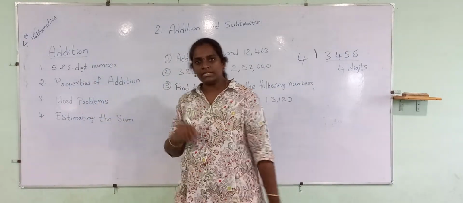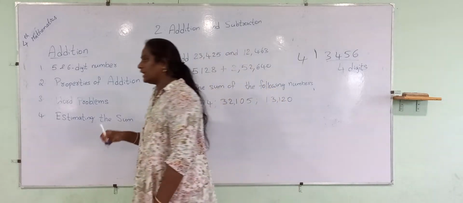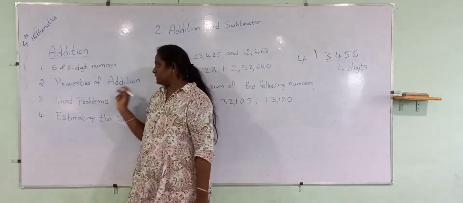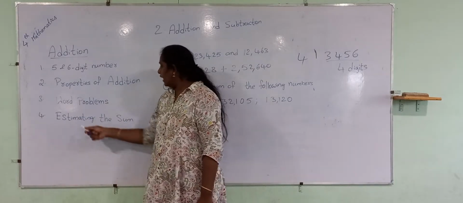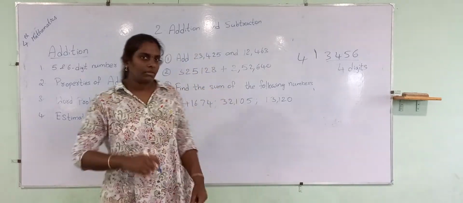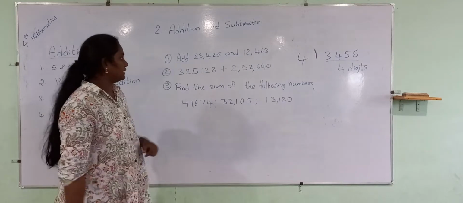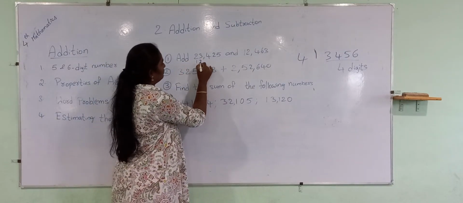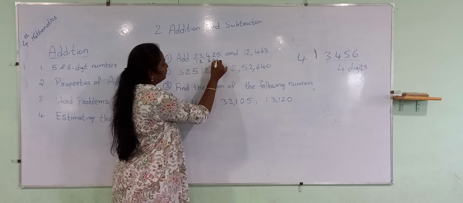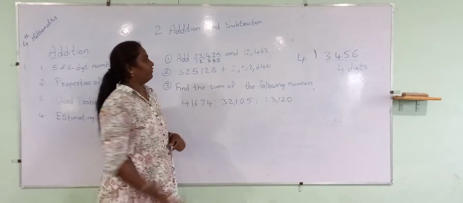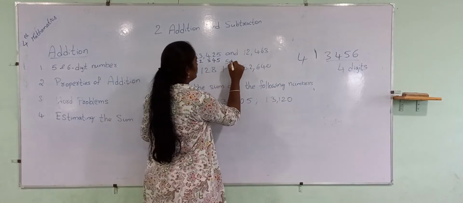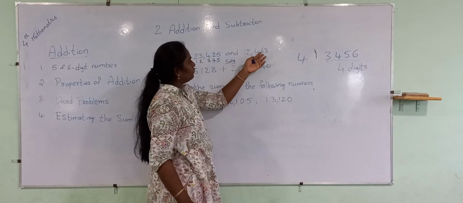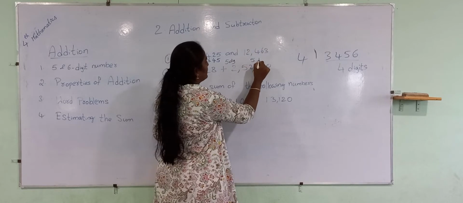Okay. First we will discuss addition. In this addition, we learn 5 and 6 digit number addition, properties of addition, word problems and estimating the sum. First, 5 and 6 digit numbers. First check here. How many digits are there? 1, 2, 3, 4, 5. Here 5 digits are there. And here 1, 2, 3, 4, 5. Here also 5 digits are there.